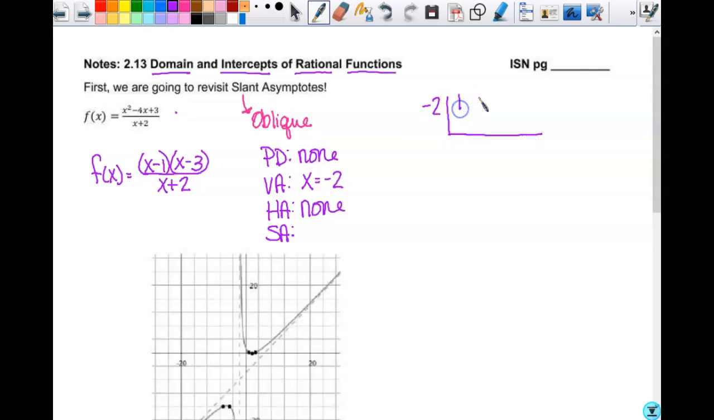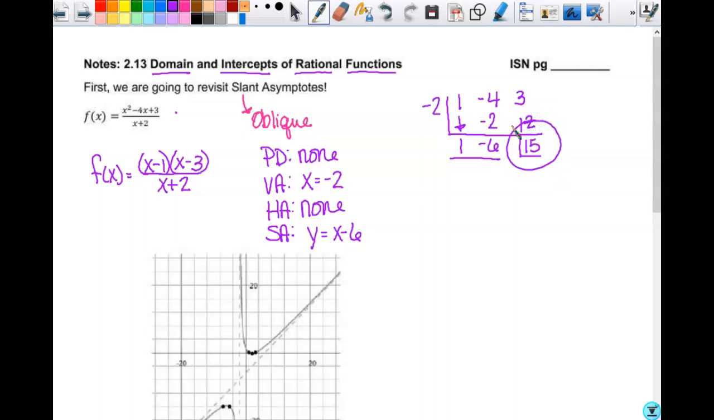Inside is going to be 1, negative 4, and 3. Put a little place for my remainder. This is 1, negative 2, negative 6, 12, and 15. That means that my slant asymptote comes just from this part right here, so this will be y equals x minus 6.